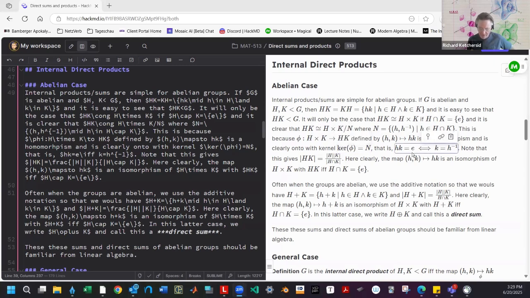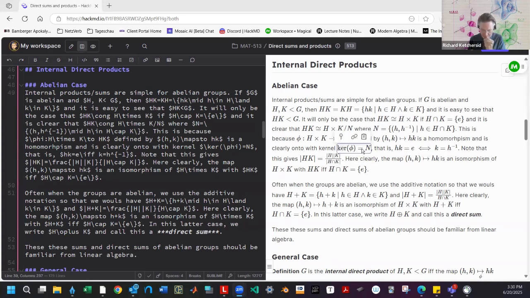So we have hk is equal to e. These pairs are going to be in the kernel if hk is equal to e, but that means k is equal to h inverse. So that's where I got this h, h inverse thing up there. So we get an isomorphism. The map going from pairs (h, k) to hk will be an isomorphism precisely when, now this is for abelian, precisely when H intersect K is just the single identity element. Okay, so it's kind of the easy case.